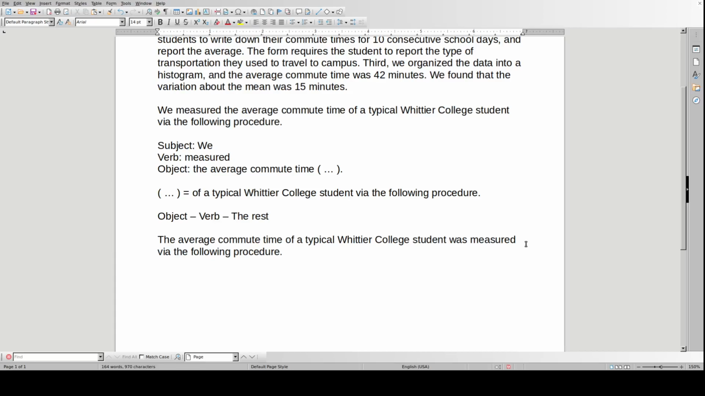But we add the additional phrase via the following procedure. Measured and via go together. Measured and via, that's a verb. It's like you can run, you can drive via the highway, you can travel via plane. Via is a word that attaches to a verb somehow, so it really needs to be next to the verb or near the verb to make sense. So the average commute time of a Whittier College student was measured via the following procedure.